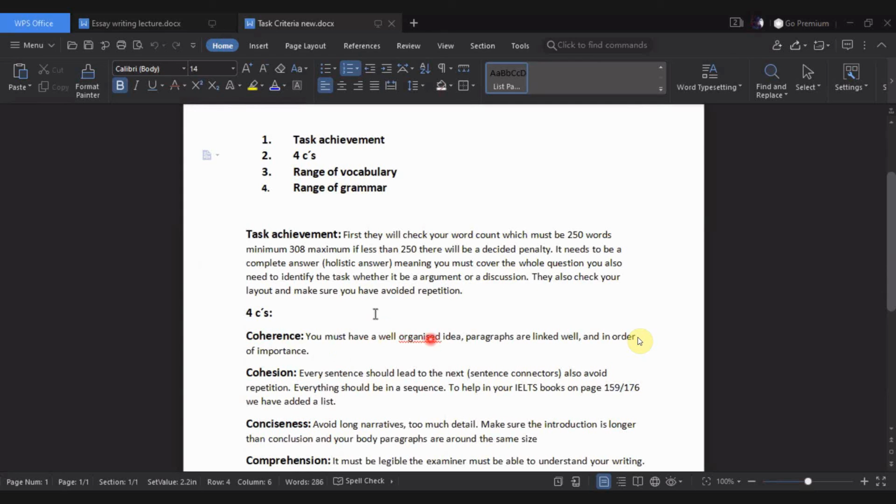Under your coherence, they're going to see how well your ideas are organized, how these paragraphs are linked well at the same time, and if they're in order of importance. So this is in your essay basically, and then sometimes in your letters as well. Under your coherence, how you organize your thoughts.